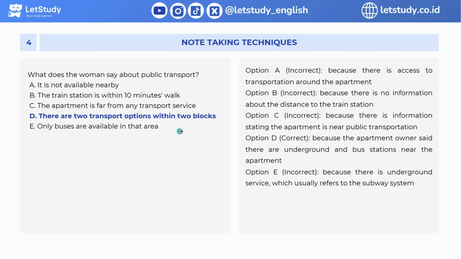Why not option A? Option A is incorrect because there is access to transportation around the apartment. Option B is incorrect because there is no information about the distance to the train stations. C is incorrect because there is information stating the apartment is near public transportation. And option E is incorrect because there is underground service which usually refers to the subway system. So the correct answer is D because the apartment owner said there are underground and bus stations near the apartment.